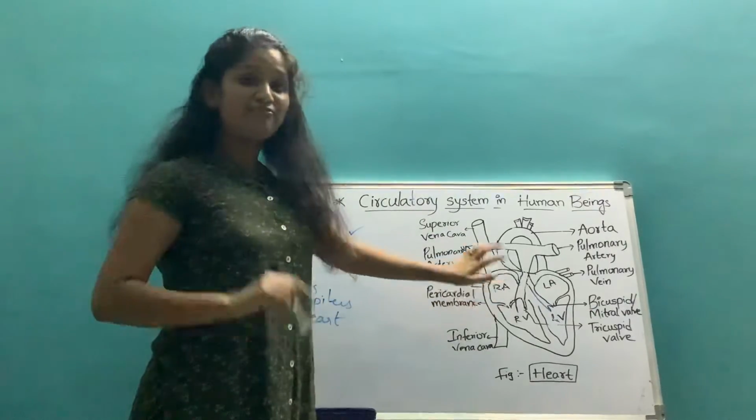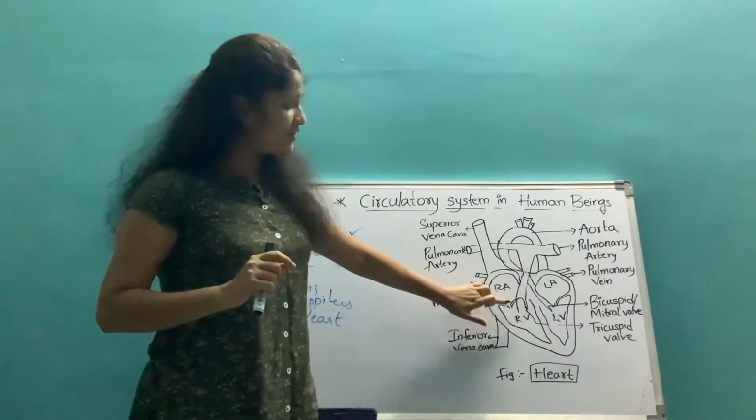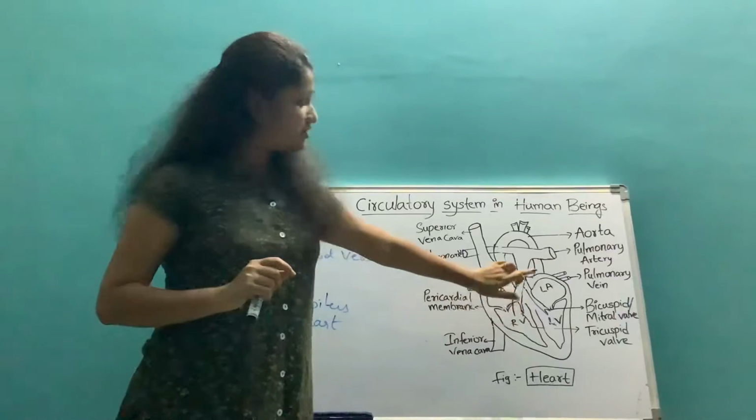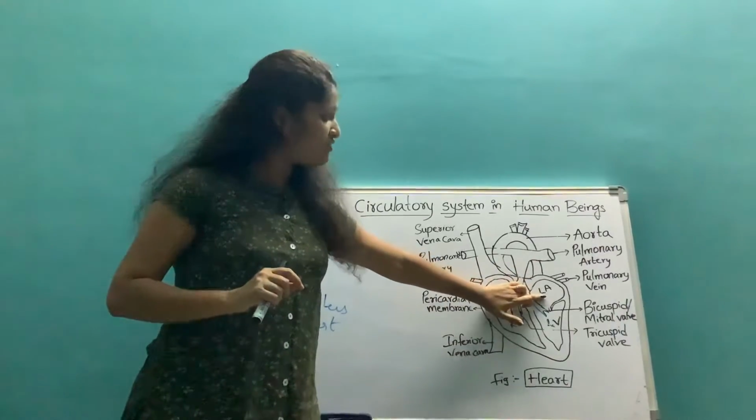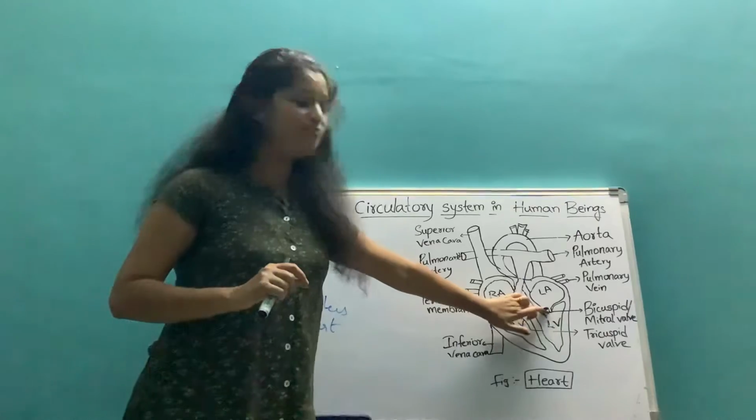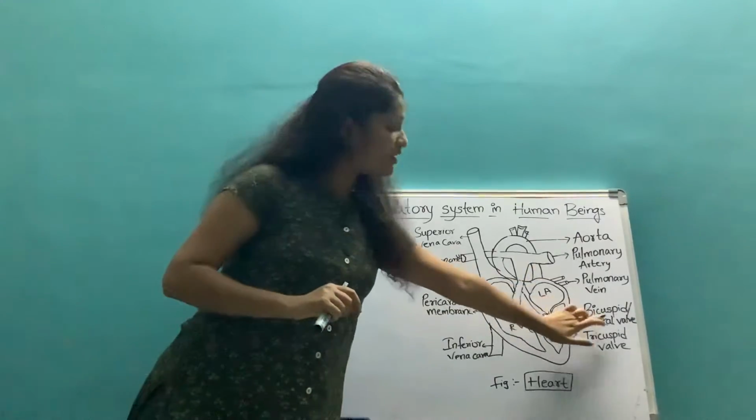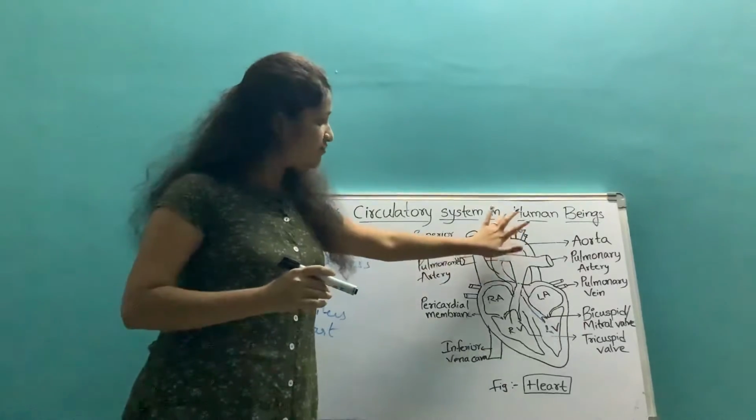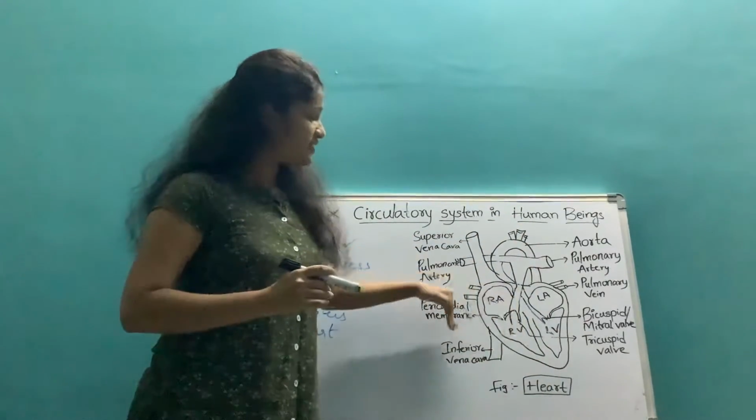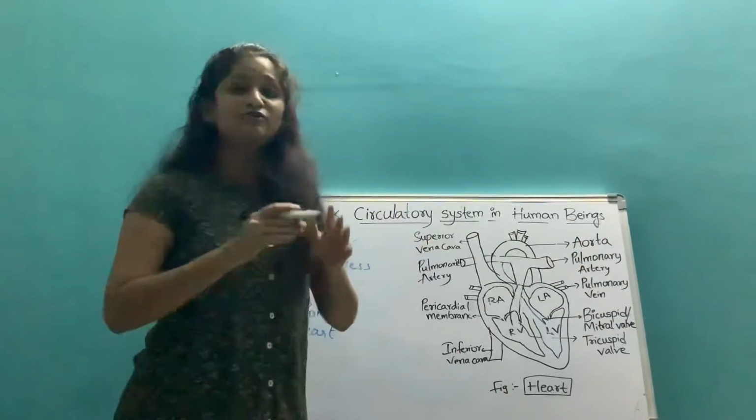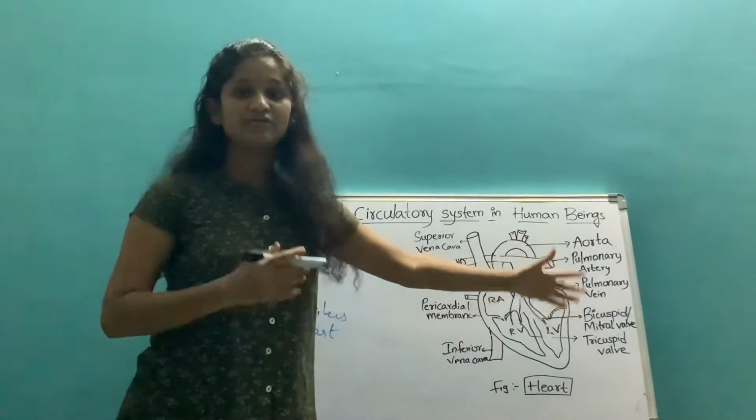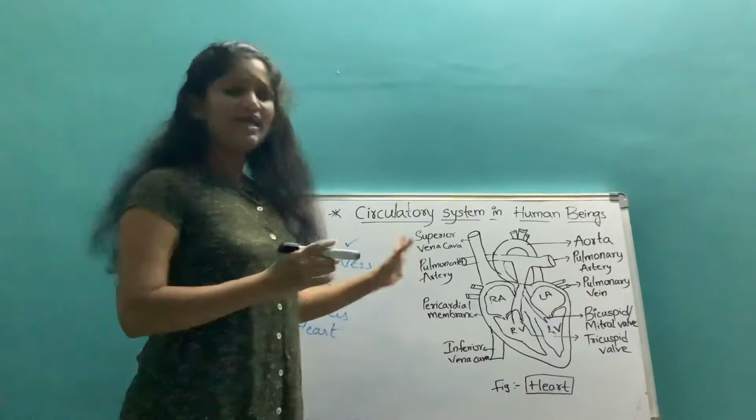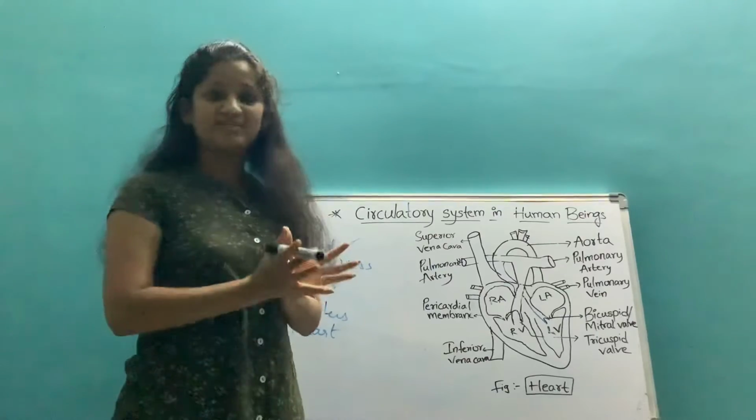The valve present between the right atrium and the right ventricle is called the tricuspid valve, and the valve present between the left atrium and the left ventricle is called the bicuspid valve or mitral valve. Inside, the heart has two halves, the right side and the left side, so that the oxygenated blood and the deoxygenated blood don't mix with each other. Now we'll understand how the circulation actually works.